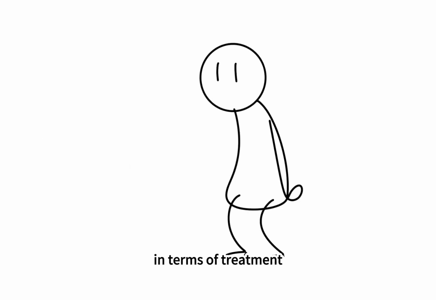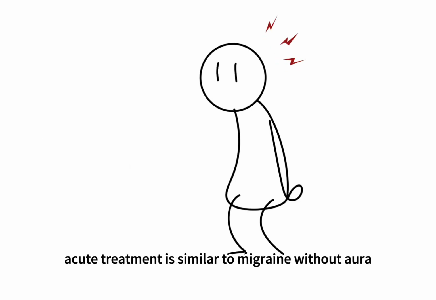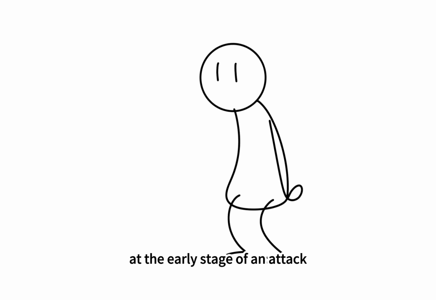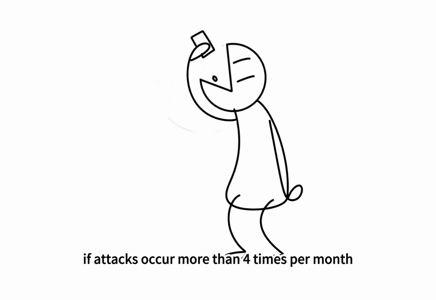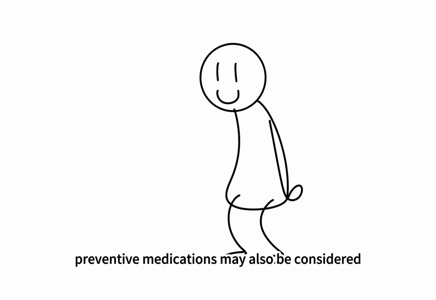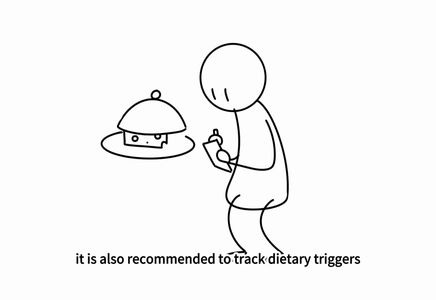In terms of treatment, acute treatment is similar to migraine without aura. At the early stage of an attack, you can use triptans or gepants. If attacks occur more than 4 times per month, preventive medications may also be considered. It is also recommended to track dietary triggers.